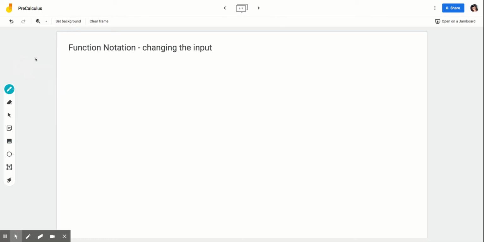All right, in this function, I actually want to think about changing the input in maybe a different way than we've seen in this function. I said it again in this video.